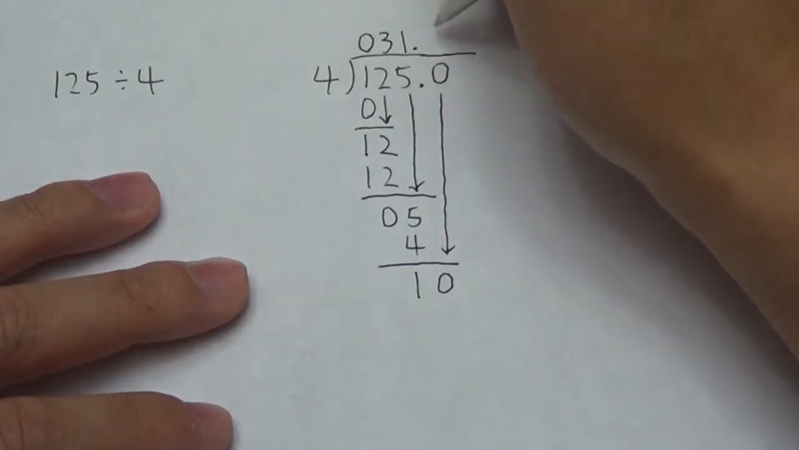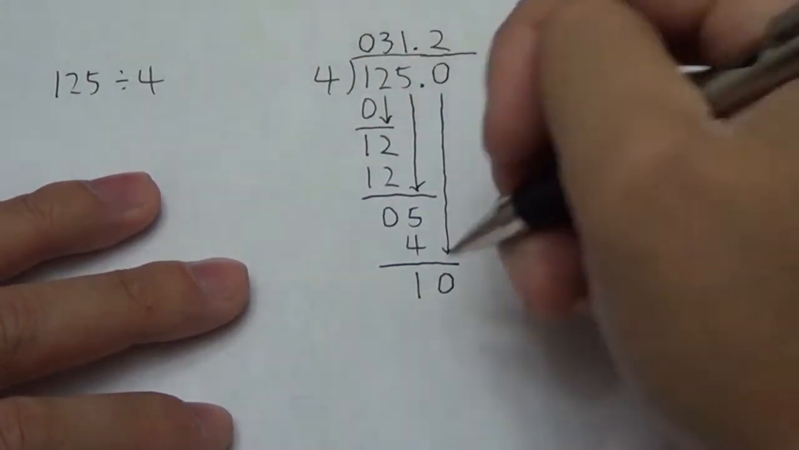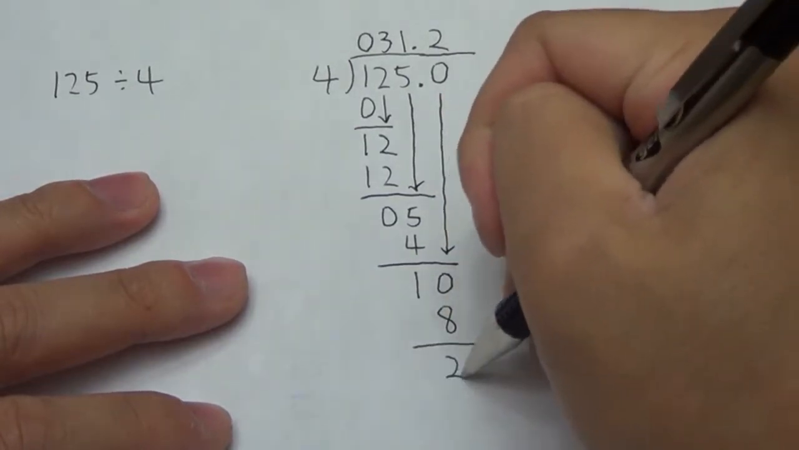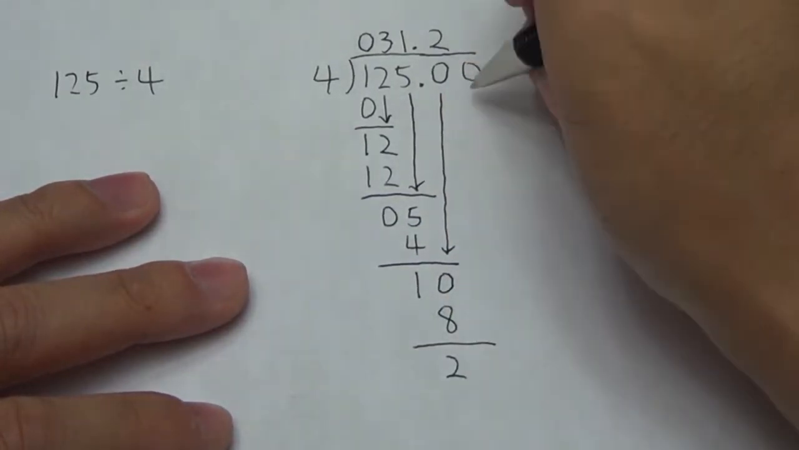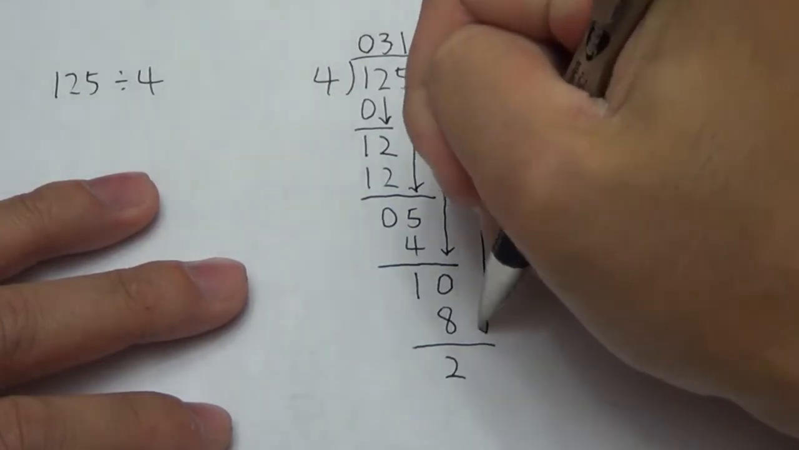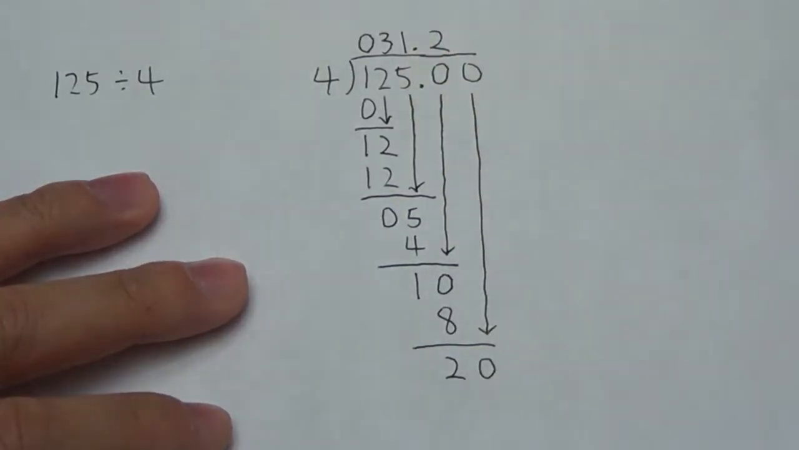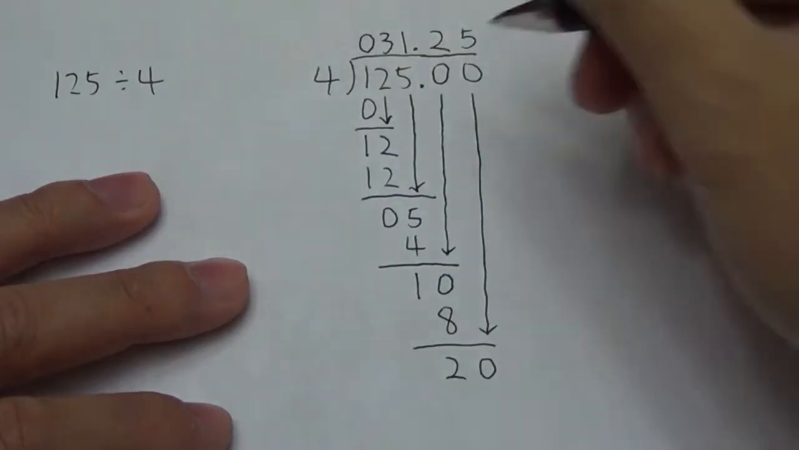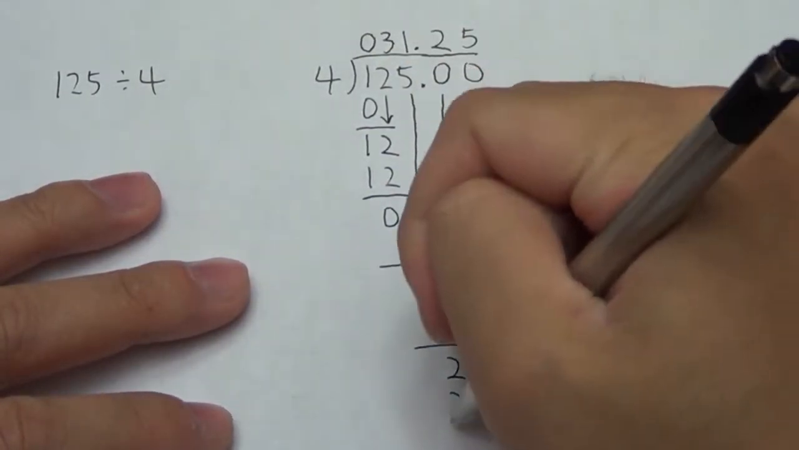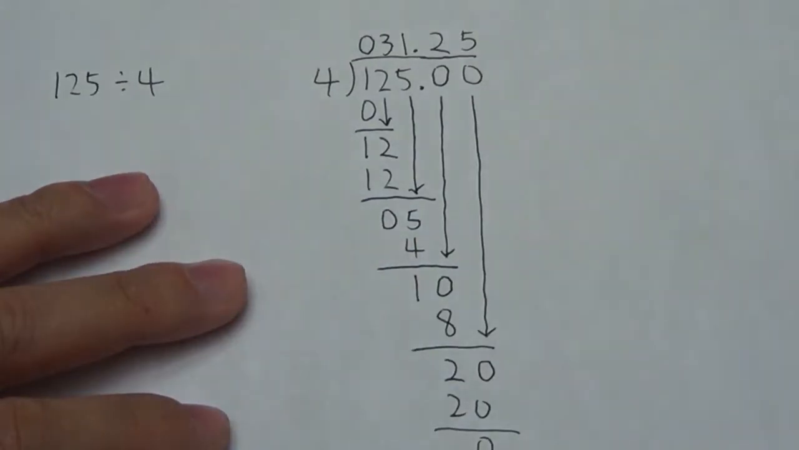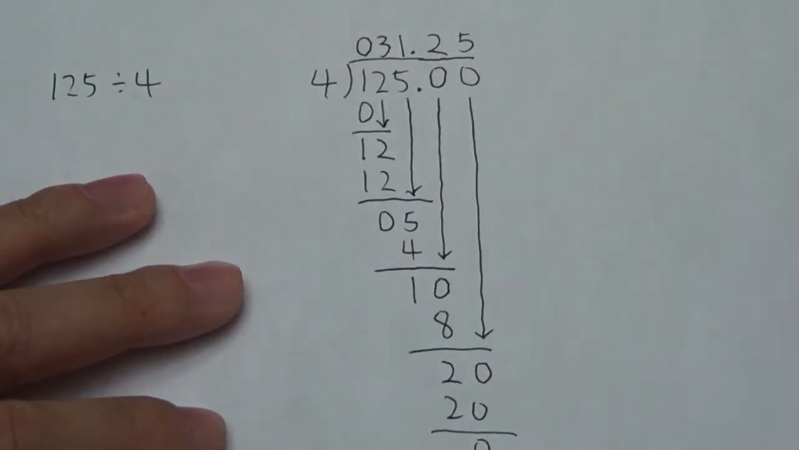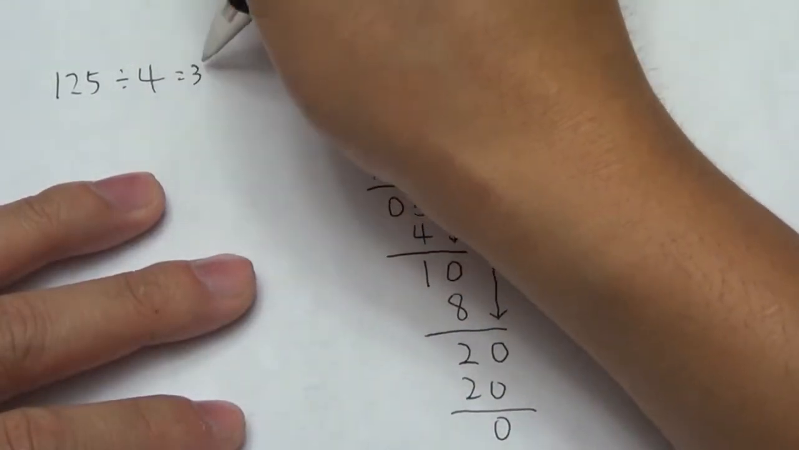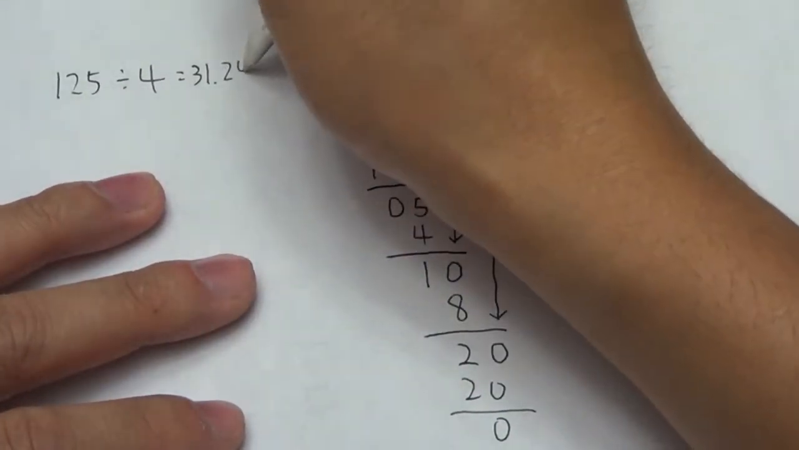4 can go into 10 2 times. So 2 times 4 is 8. I'm left with the 2, and then I continue to pull down zeros, hoping that eventually it will stop. And fortunately, 5 times 4 is 20. Left with 0 for a remainder, and that means I'm done. The answer is 31.25.